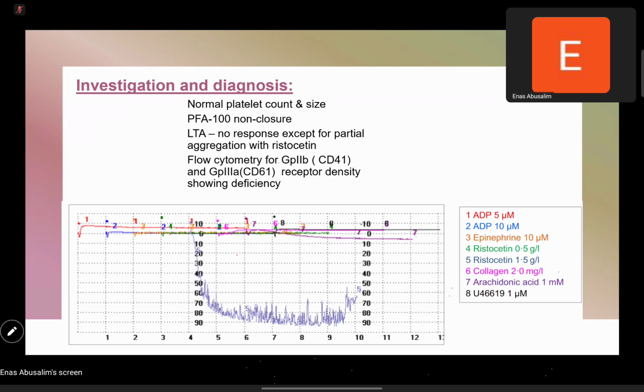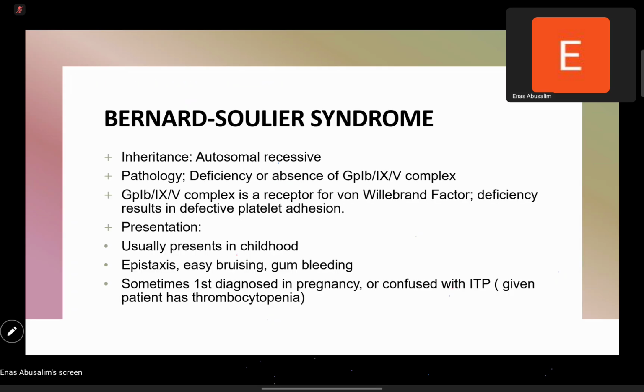So that's one of the forms that an exam question can come, that we have a patient that comes with mucocutaneous bleeding. The patient had failure of response to any of the agonists but high-dose ristocetin on a light transmission aggregometry, and the patient had a defective or absence of CD41 and 61 on flow cytometry. Okay, what does the patient have? The second is Bernard-Soulier. It's also an autosomal recessive disorder. The abnormality is in the glycoprotein 1b-9 complex. That's also important in interacting with von Willebrand factor.